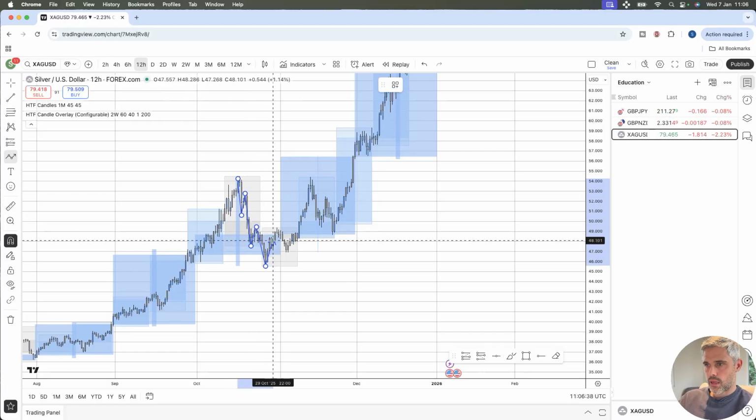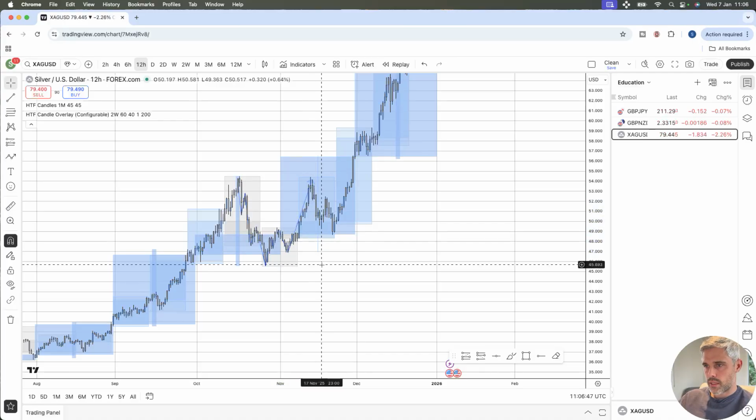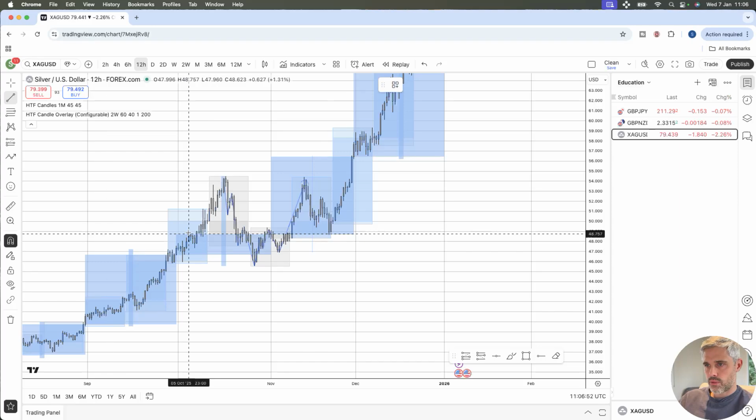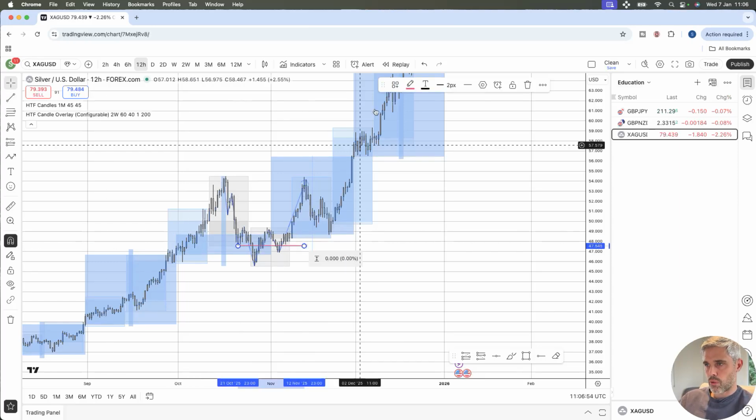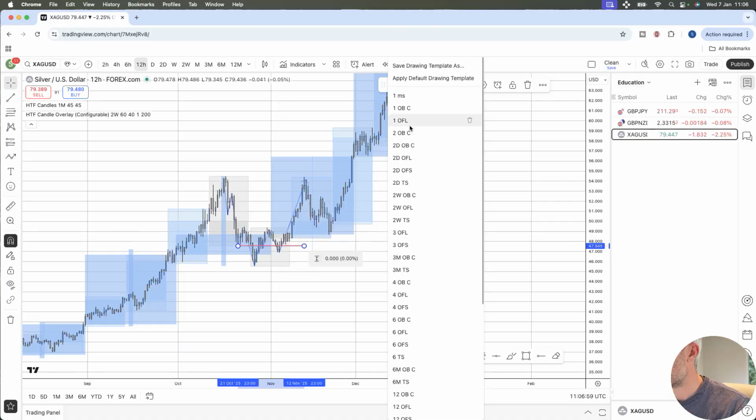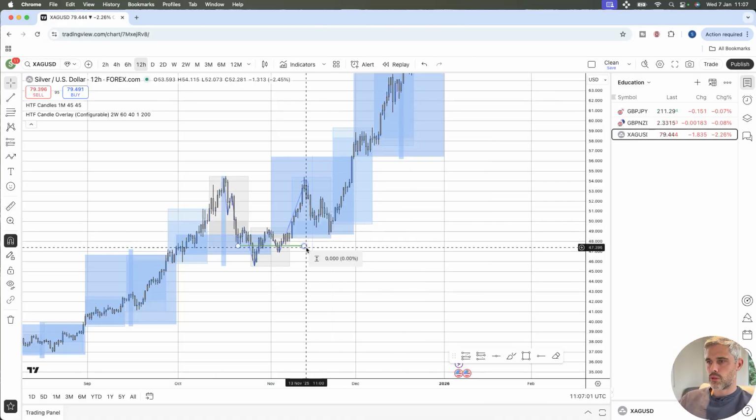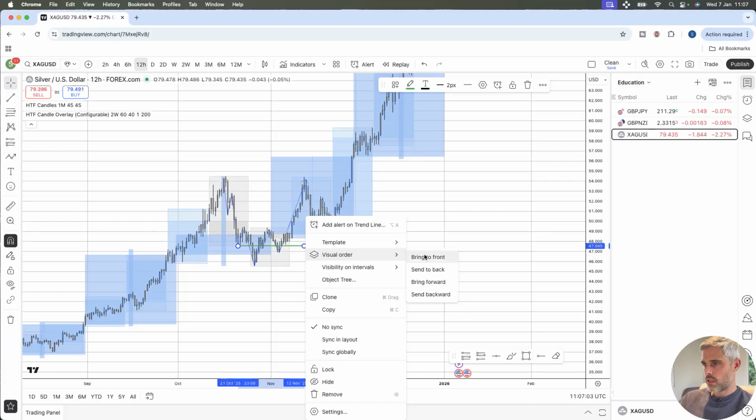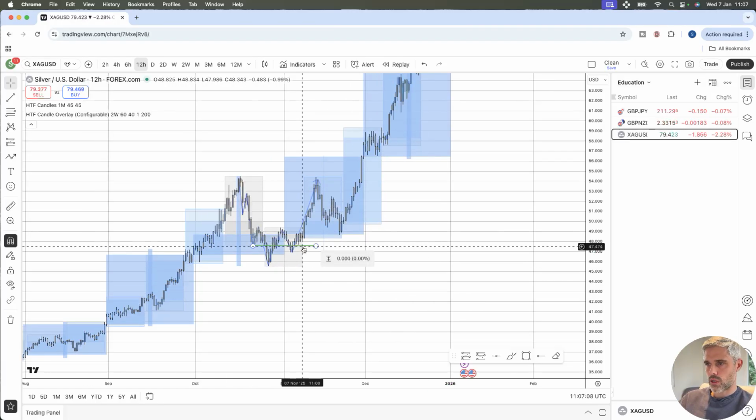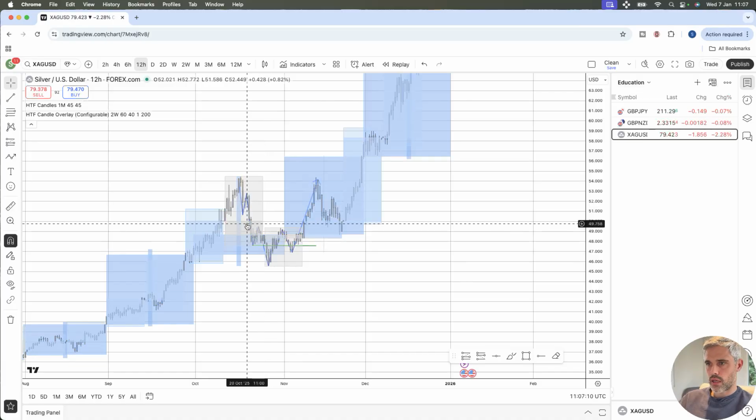Then we get this here. We're expecting price to go lower. What happens? Get a little bit of consolidation, and we break above higher. And in this 2-week candle, we have a liquidation of a previous 2-week candle's low. So 2-week turtle soup, I'm just going to add that on here. Bring to front.